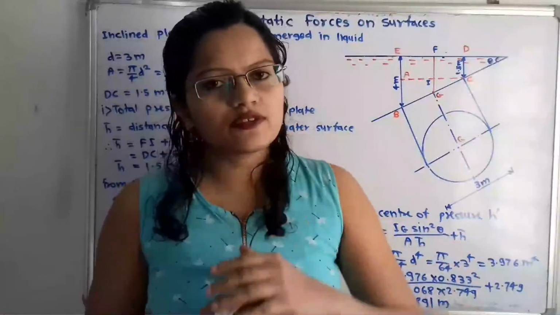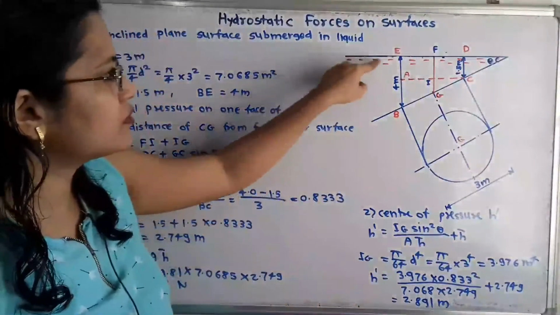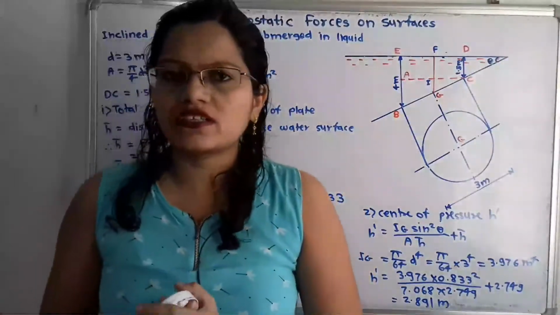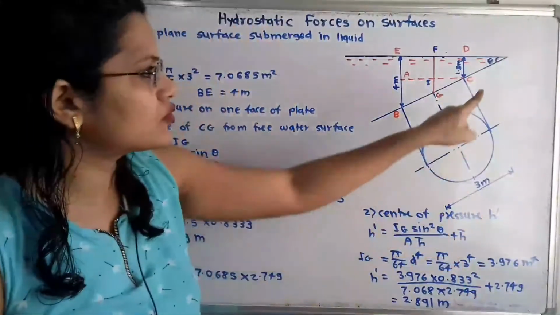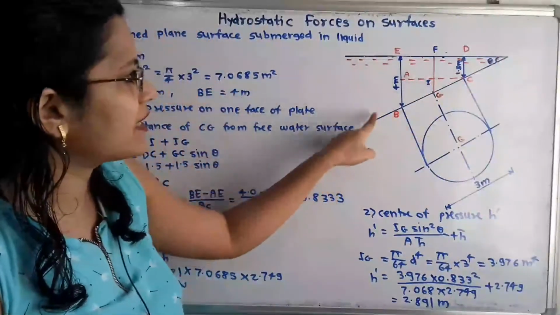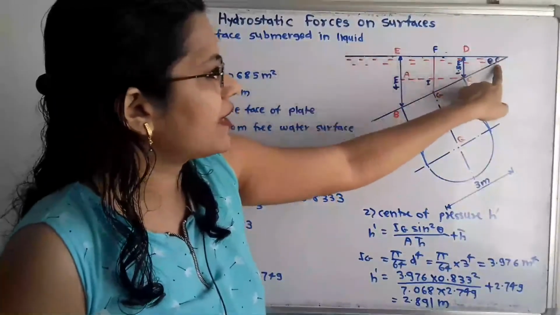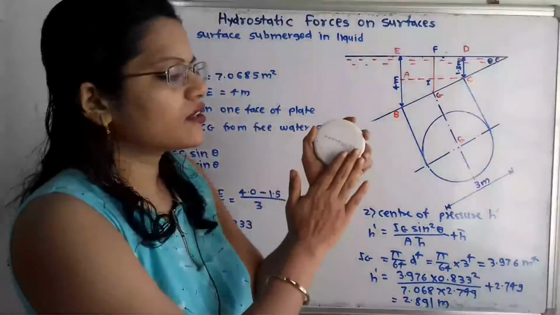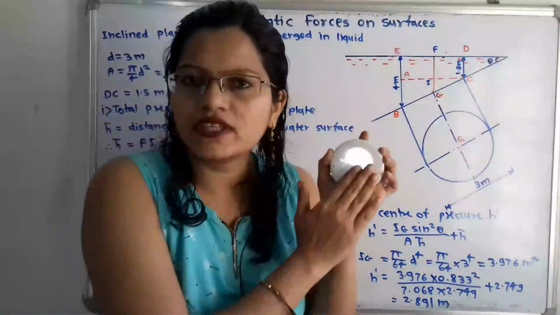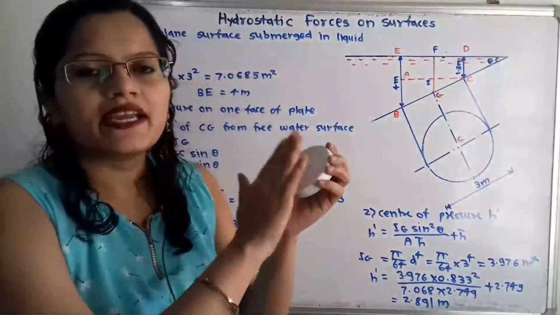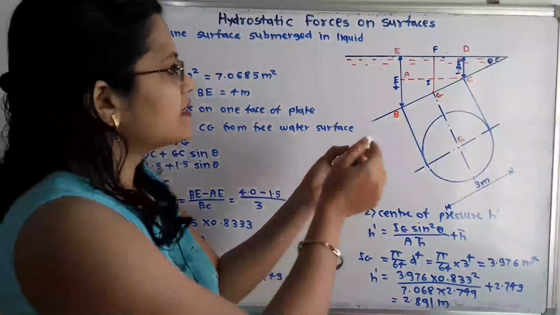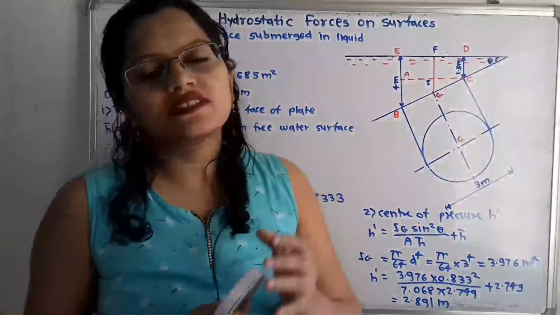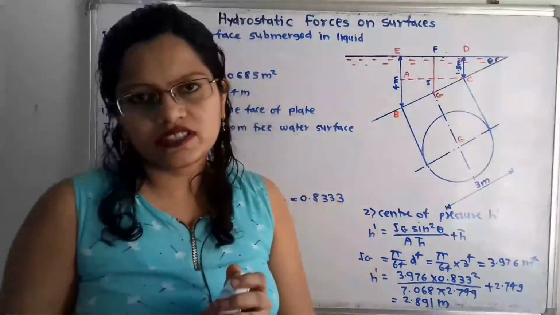The free surface of water we have to show with this horizontal line. The angle of inclination theta is not given, so we have to draw one approximate inclined line with this horizontal line making an angle theta. This is the plane of the circular plate making an angle of theta degree, and its greatest depth and least depth from the free surface of water is given.